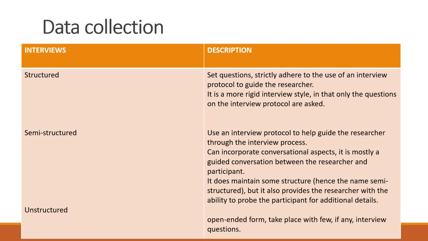Okay, and then data collection. Now that you've done your sampling, now that you've decided on your research design, you collect your data. And in qualitative research, there are different ways in which one can collect data. One of them is through interviews. And interviews also happen in different ways. So there's structured interviews, semi-structured, and unstructured. Structured is when you have a rigid interview style that you follow. You've got 20 questions, and these are the 20 questions that you're going to be asking your participants.